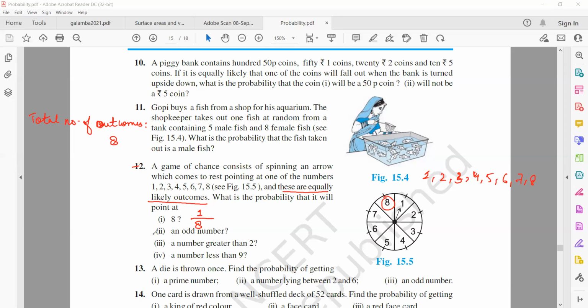Next, it is an odd number, right? So what are the favorable outcomes here? First of all, odd number means it can be 1, or it can be getting a 3, a 5, or a 7. So number of favorable outcomes are 4. These are the favorable outcomes: 1, 2, 3, 4. So total 4 outcomes are there which will give you an odd number. So the probability is number of favorable outcomes divided by total number of outcomes, 4 by 8, which is actually 1 by 2.